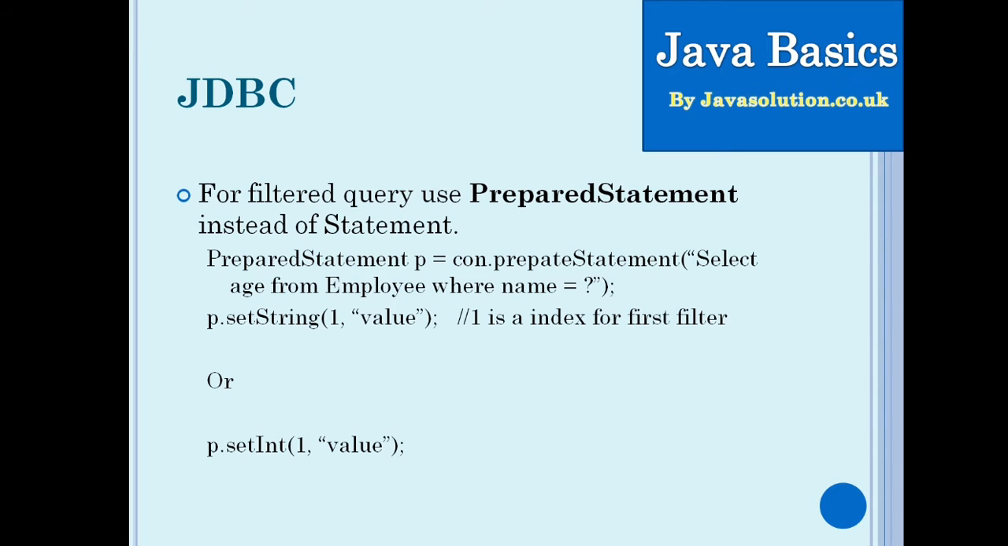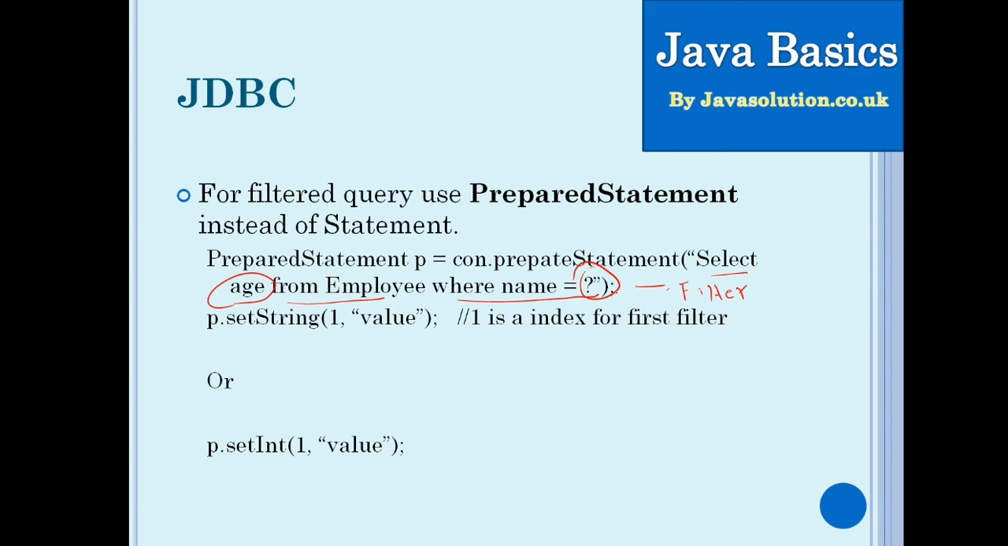So for a filtered query, we need to use a prepared statement rather than just a statement. So the syntax is, we say PreparedStatement, connection.prepareStatement, select whatever you want to select. In our case, we're selecting age from employee table where name is equal to. So this actually is a filter. This is called a filter, right?